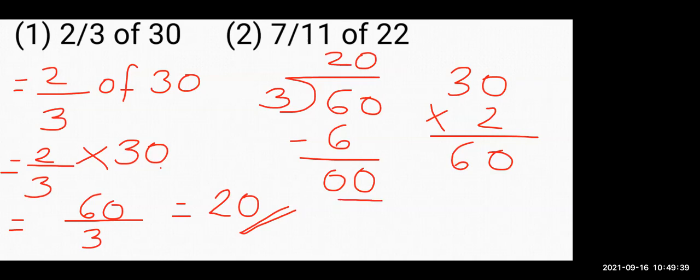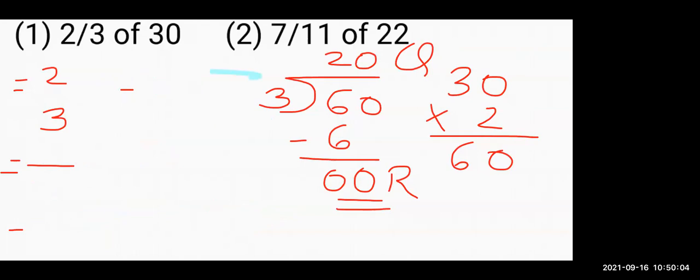See, the remainder we got is 0. So we are not going to see the remainder. Only the quotient part matters. The quotient we got is 20. That means if we divide 60 by 3, we are getting answer 20. I hope it is clear for everyone how you are going to do this type of sum. Now we'll see the second one also. I'll rub this first one.